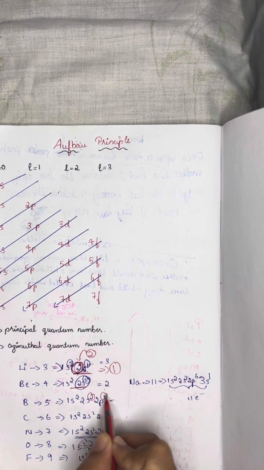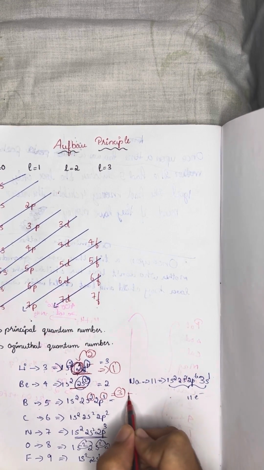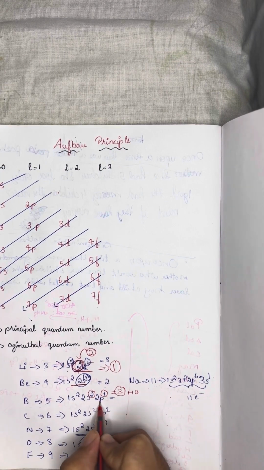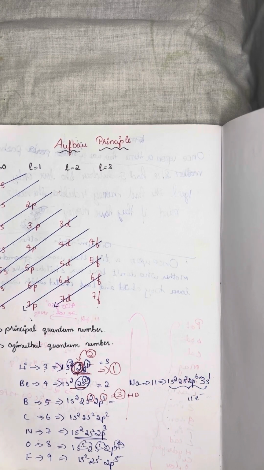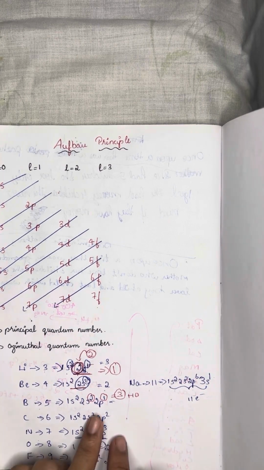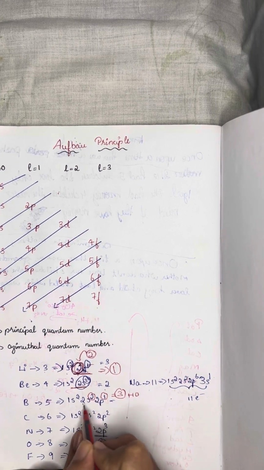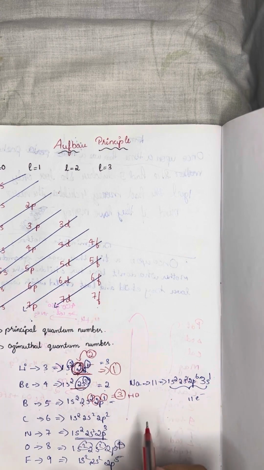For boron, how many electrons are there in the outermost shell? 2 plus 1 is equal to 3. So here we will just add 10. So 3 plus 10 is equal to 13. So it belongs to the 13th group. So after 2 we will just add 10, so that boron belongs to the 13th group. And which is the outermost shell? See here 2s2p. So the second shell is the outermost shell, so it belongs to the second period.